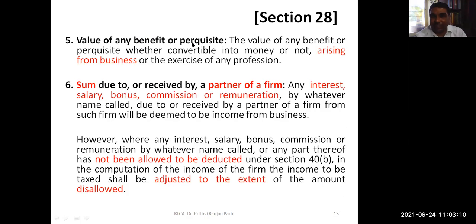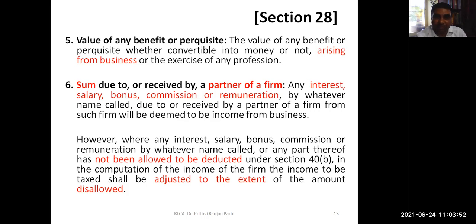The fifth item, which is included under section 28, is the value of any benefit or perquisite. If a business house has received some non-monetary benefit arising from business or in exercise of a profession, that will be treated as business income. Suppose you are a professional practitioner, and somebody has gifted you something in your professional capacity. That is a benefit or perquisite, so that will be treated as income and taxable under the head PGBP.